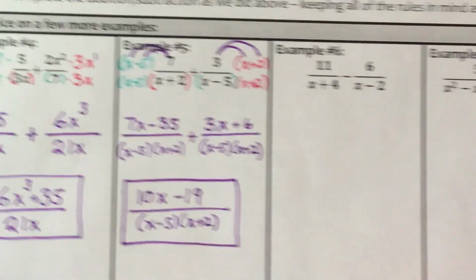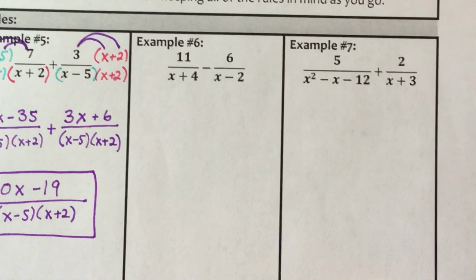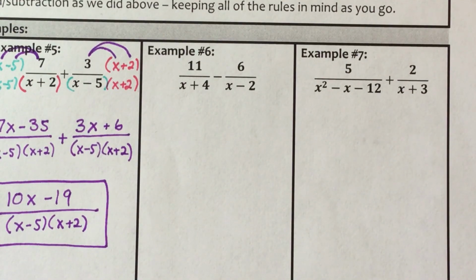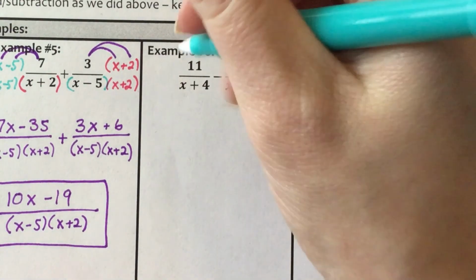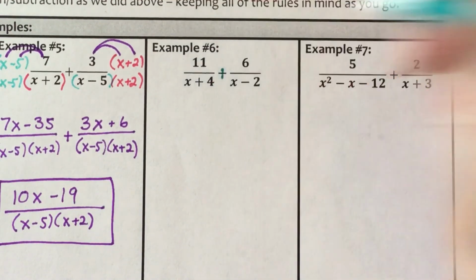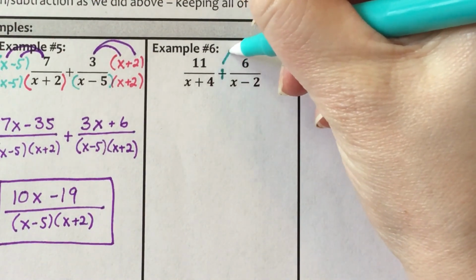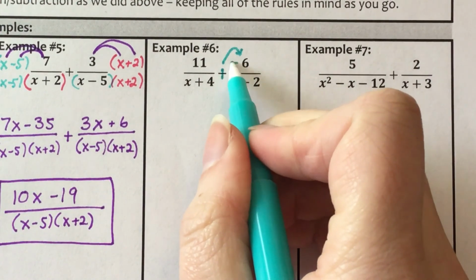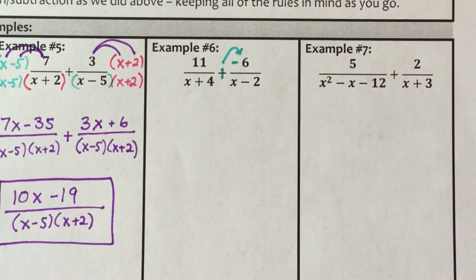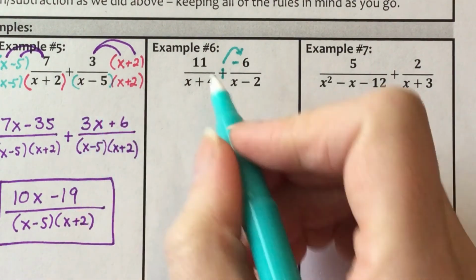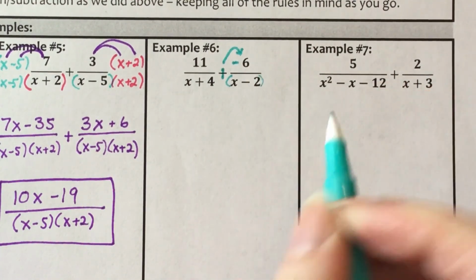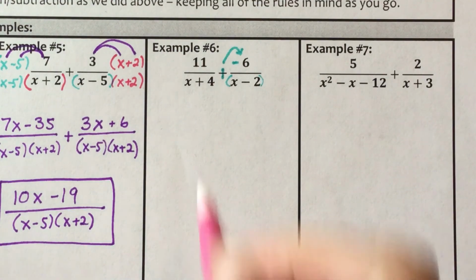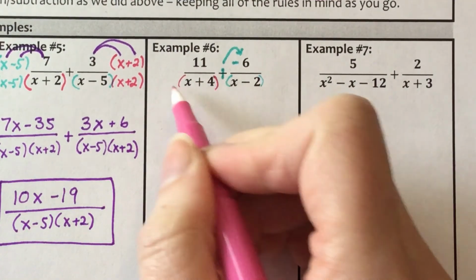Okay, number 6. The difference for number 6 is that there is a minus in between. So we want to take that minus, change it to a plus, and then distribute that minus, or negative 1, to everything in that second numerator. So I'm just going to make that a negative 6. All right, let's do the same thing with those denominators that we did before. I'm going to do blue parentheses for the second one, pink parentheses for the first one.